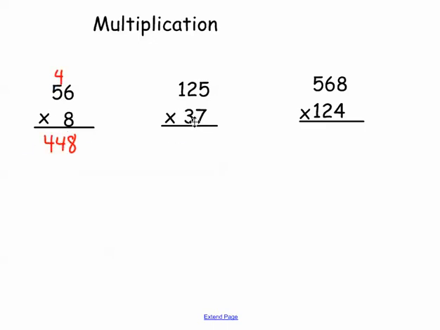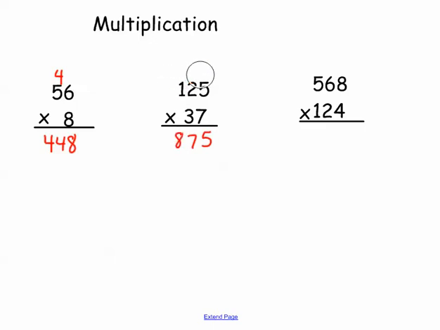Now, multiplying by a double digit number, first of all, I'm going to multiply everything by 7 first. I'm forgetting about the 3. So 7 times 5 is 35. Carry my 3. And if you need to use a multiplication chart right now, that's fine. Just know that it will be so much easier for you if you do start to memorize all the multiplication facts. All right, so 7 times 2 is 14, plus 3 is 17, carry my 1. 7 times 1 is 7, plus 1 is 8.